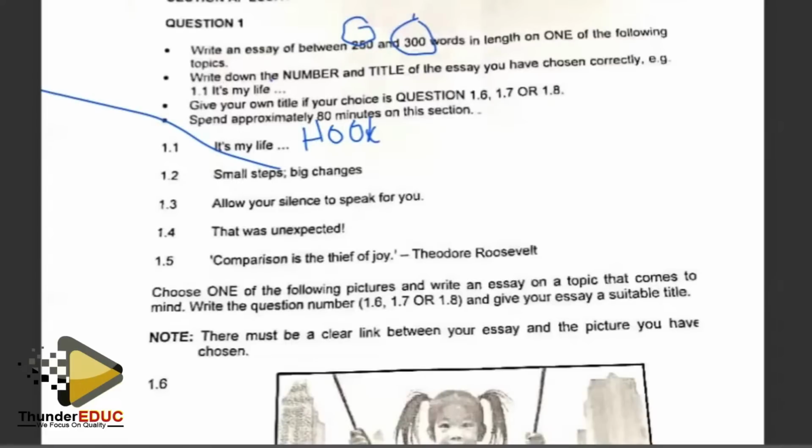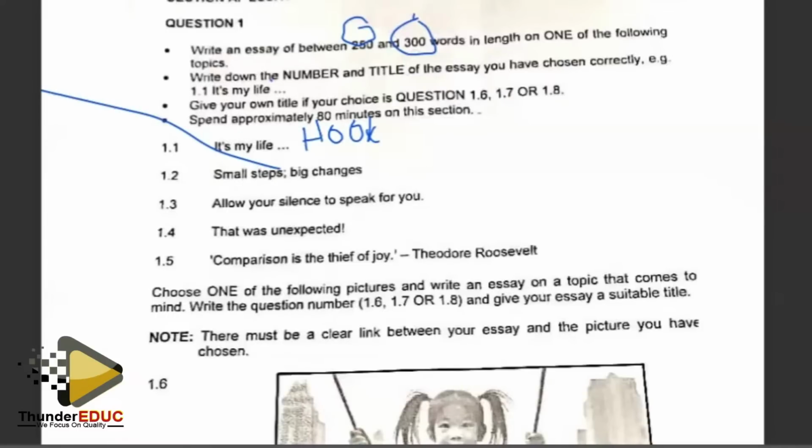Gone are those days when we start essays with, oh, it was a sunny day, or it was a happy, happy day, or it was September the 3rd. But now we start with a hook. A hook is actually a thrilling, startling event or problem to stir up interest immediately. So we want to stir up interest about our life.